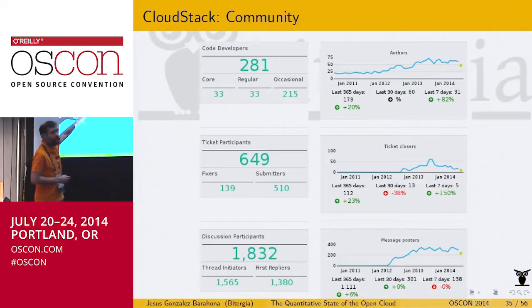When you come to ticket participants, you have a significantly bigger community of people around that, and you have more than 500 submitters of bug reports, which means the attraction of, let's say, bug reporters is much higher. When you come to discussions, you have, well, a good bunch of people, close to 2,000 participating in the mailing list, I mean, actively participating, and, well, below you have the numbers for repliers and first indicators.